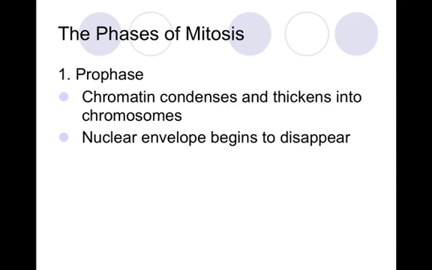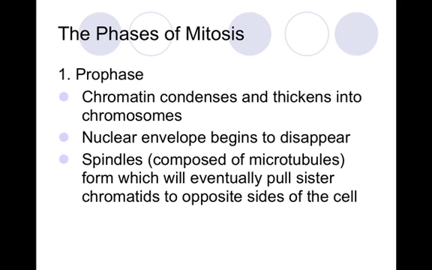So the phases of mitosis are, number one, prophase. Remember, the dog pees on the mat. PMAT: prophase, metaphase, anaphase, telophase. That's the order. During prophase, the chromatin condenses and it gets really thick and it thickens into chromosomes. Remember, we said that during cell division we can see these chromosomes under the microscope. We don't see them in interphase.